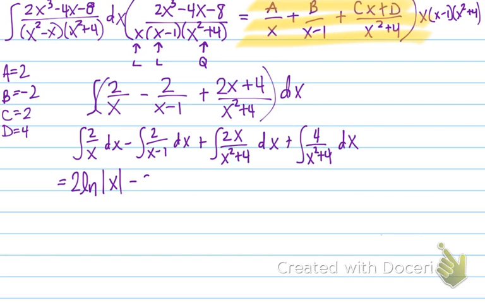Minus, again, if I take that 2 out, I get 2 times ln absolute value of x minus 1, because that's the integral of that one. For this next one, the 2x over x squared plus 4, if you remember back to the beginning of this section, we learned that that can be the natural log as well. So that one is actually the natural log of x squared plus 4. I don't need to do absolute value with that one because x squared plus 4 will always be, what am I trying to say?